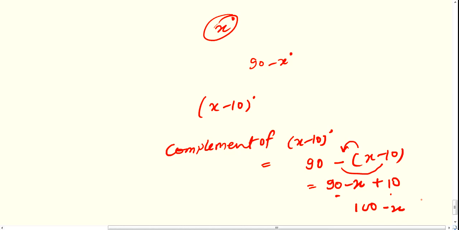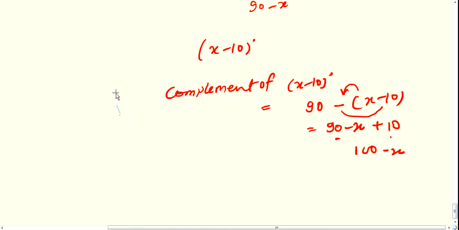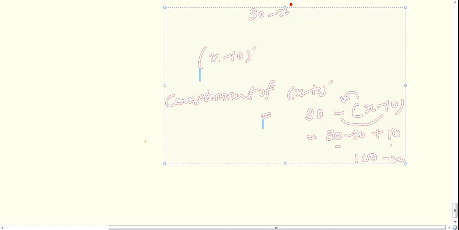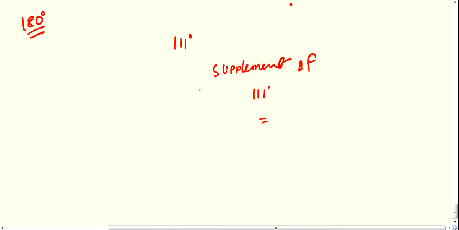Last question you can solve. Then next is supplement. Supplement means what? 180 degree. So the first question, second question, both are same. 111 degree. So you will write supplement of 111 degree equals to, supplement means what? 180. So subtract 111 from 180. Clear? So simply you will get 69 degree. Like this way you have to solve.